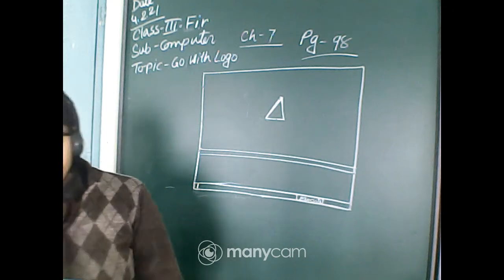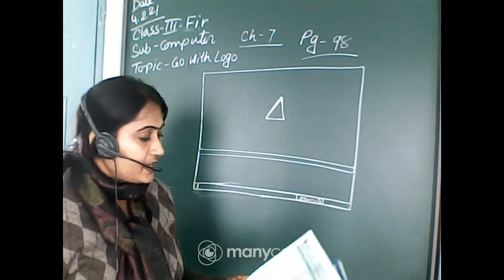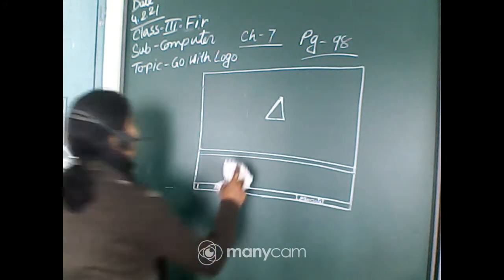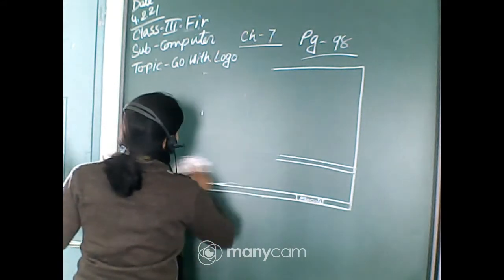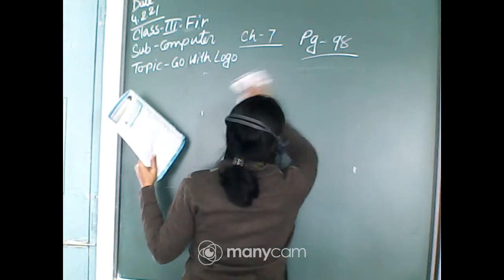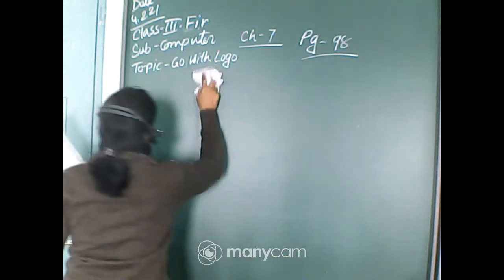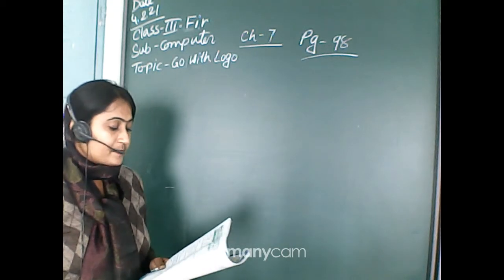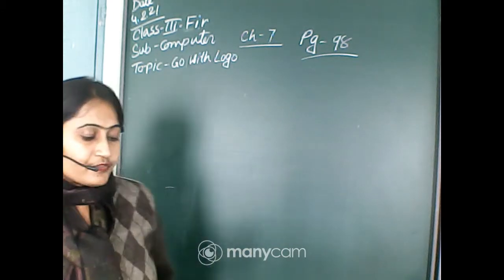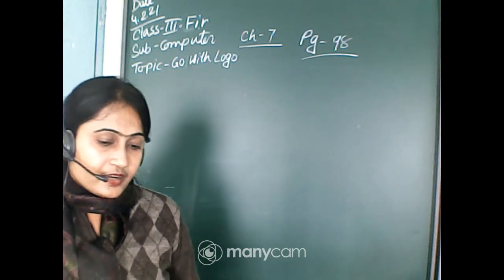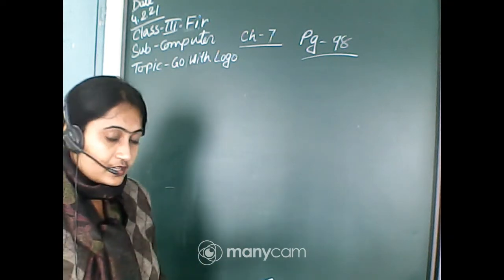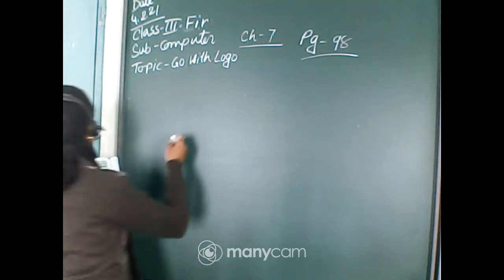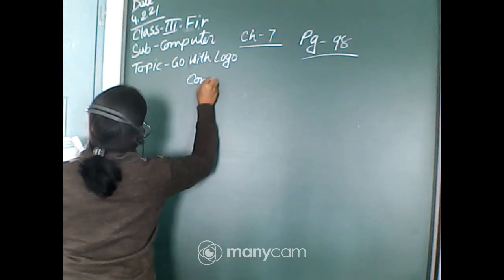Now today we will start from page number 98. Please take out your book and fill in the blanks. Complete the table by giving the difference between the commander window and the main screen. Let's check. Please solve. Left side commander window and the right side main screen.